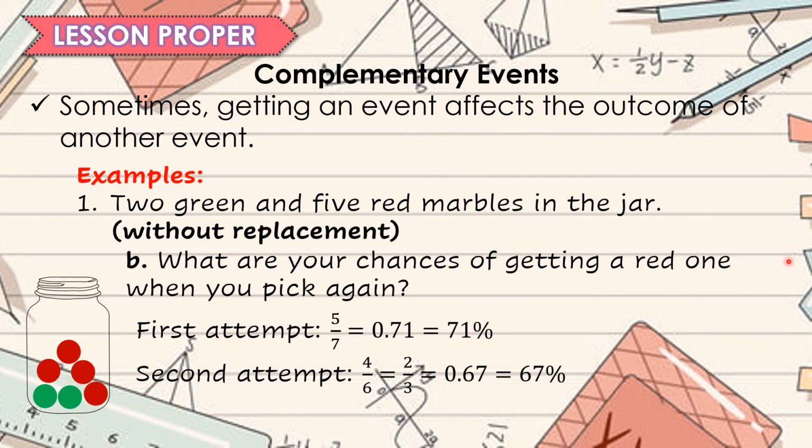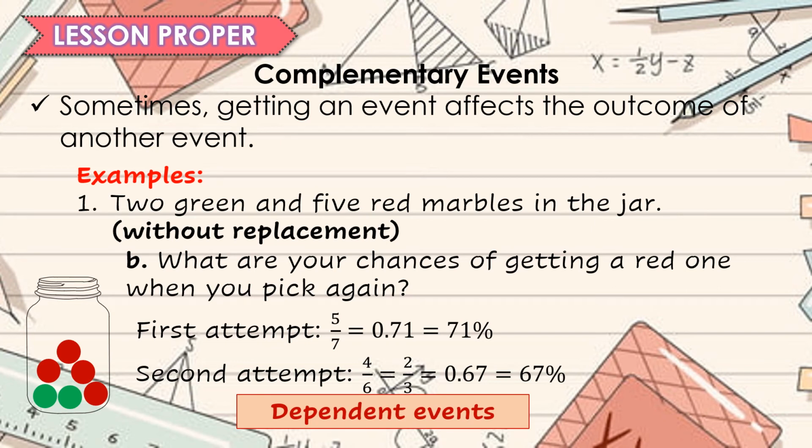Ayan. So getting the next marble is affected by the result of the first attempt. Every time you get a piece of marble from a jar. So, halimbawa, nakabunot ka ulit, red agad. Hindi ba magbabago ulit yung iyong probability or chances sa iyong pangatlong pagbunot? Yan. So, the chance of getting a red one will change. Itong mga pagbabago na ito, ang tawag dyan ay dependent events. So again, ang tawag dito ay dependent events.